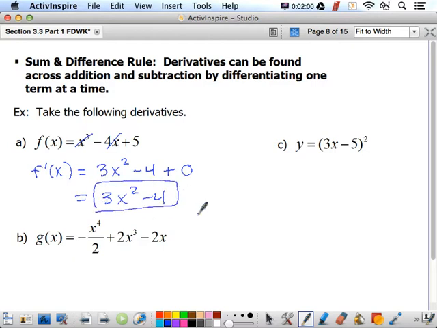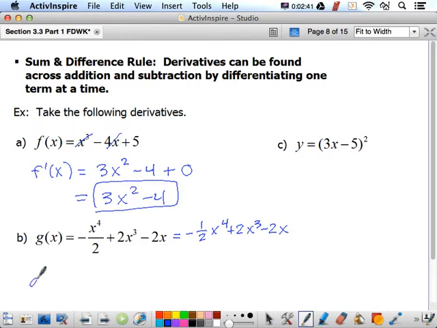And this really opens up what we can differentiate. So let's take a look at g of x equals negative x to the 4th over 2 plus 2x cubed minus 2x. It will help me if I rewrite this as negative 1/2 x to the 4th plus 2x cubed minus 2x. I have to be able to see it as a coefficient and then times a variable to a power. So I don't do well when it's stacked over the 2 that way. If you rewrite it as a coefficient, you should be able to differentiate this one pretty easily.